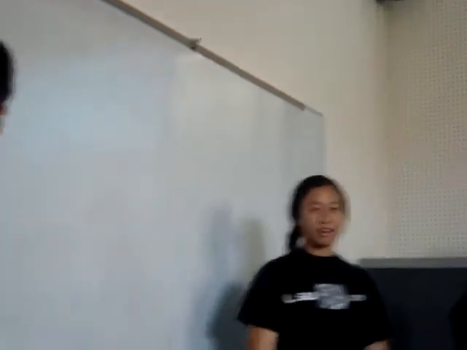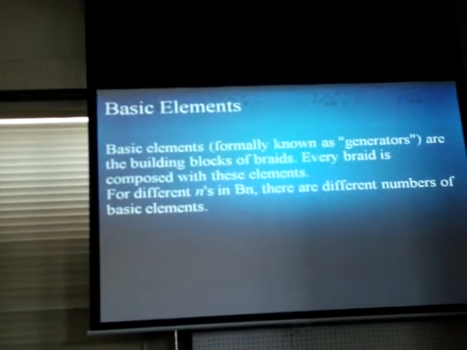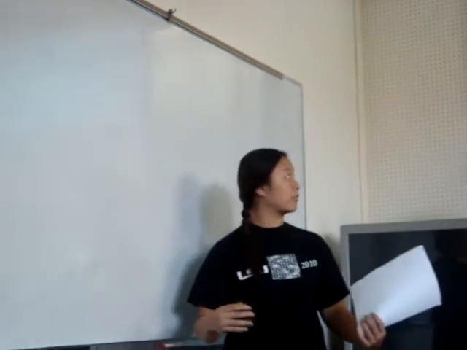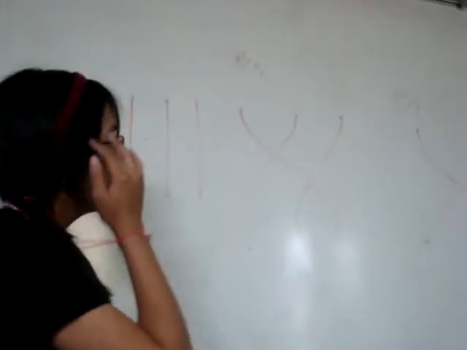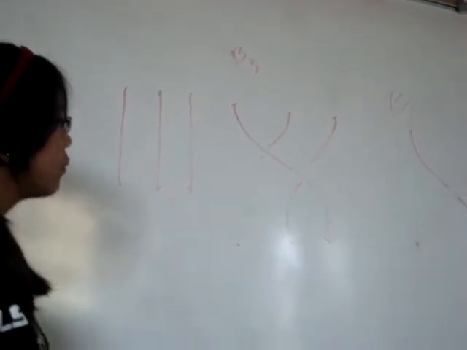Okay, so there are basic elements in braid theory. Basic elements are formally called generators, and we've hypothesized that every braid can be built from these basic elements. For different braid groups, for different values of n in Bn, there are different basic elements. The first group we looked at was B2, because it's the simplest braid out there. In B2, we discovered that the simplest braid has one string crossing its adjacent string only once. So this is a basic element.